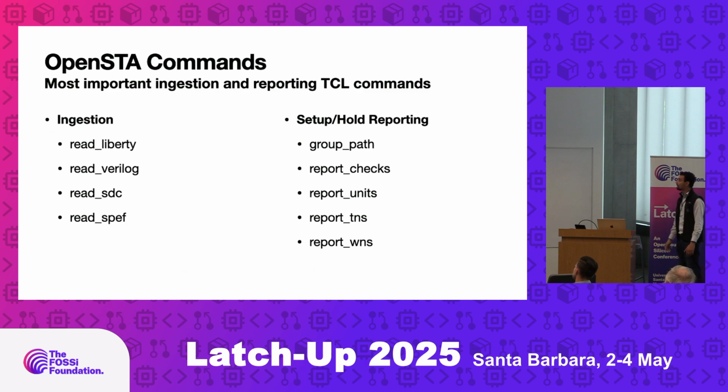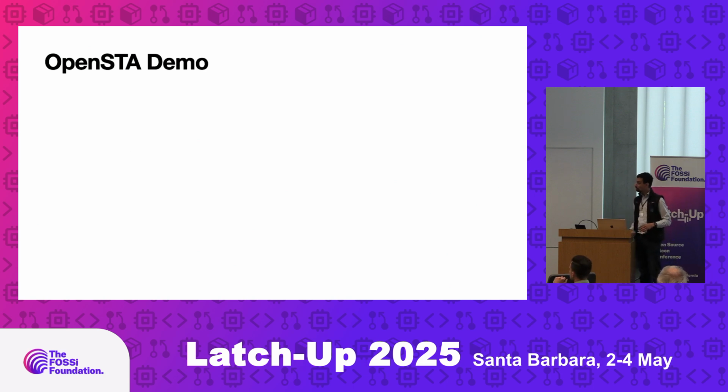And then the whole point of OpenSTA is to be able to report all of the problems in your design. So report_checks is probably the most important command that you'll see inside of it. report_units will tell you the units for everything inside of your design, and then there's the TNS and WNS reporting. And you can also group paths into different things if you're interested in register to register paths only, et cetera.